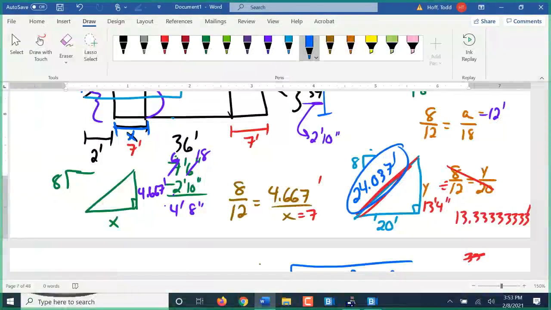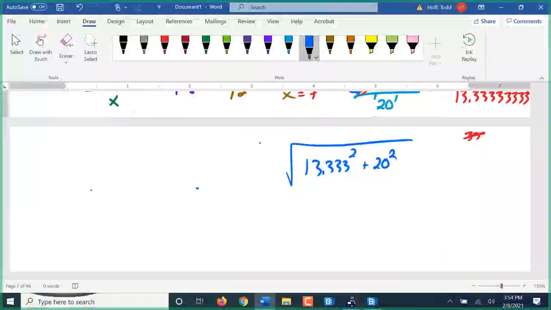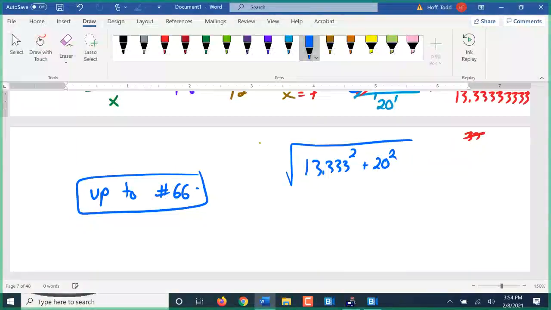Any questions? In that packet now, you should be able to do up to number 66. You give me a good hard 10 minutes working on it. Maybe have your packets with you.